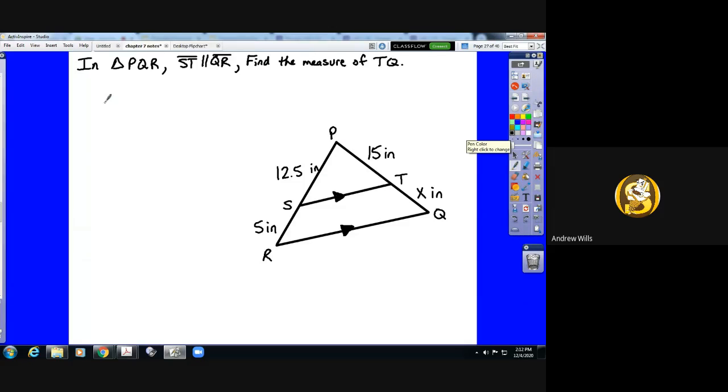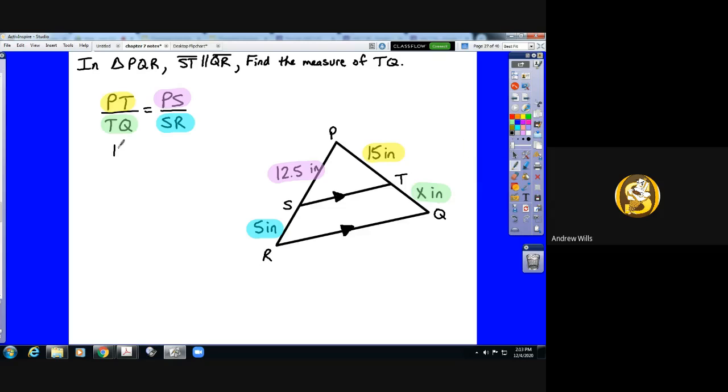That would be PT is to TQ as PS is to SR, or RS. It doesn't even matter which way we put it. Again, the proportion is the two fractions are the pieces of these two line segments. Okay? 15 over x equals 12.5 over 5. So we'd set up and solve that proportion.